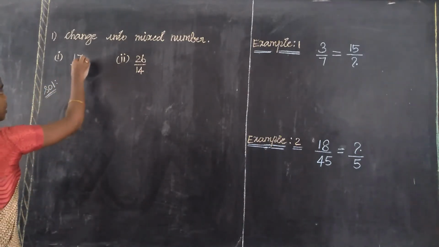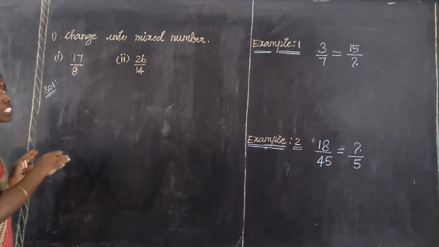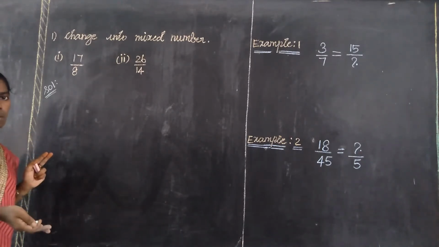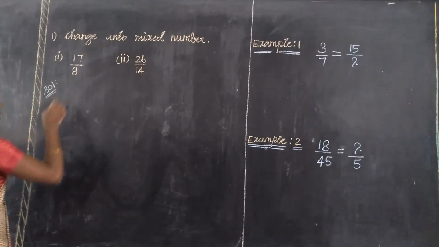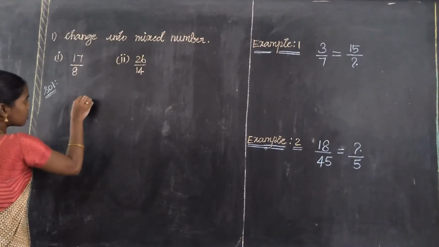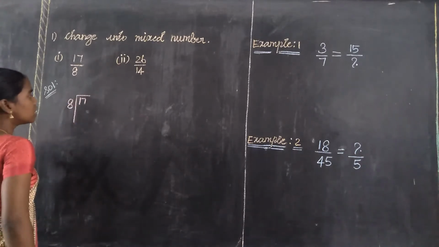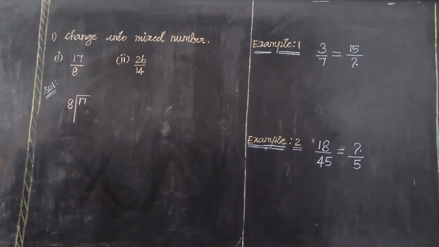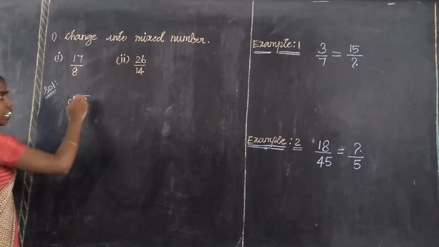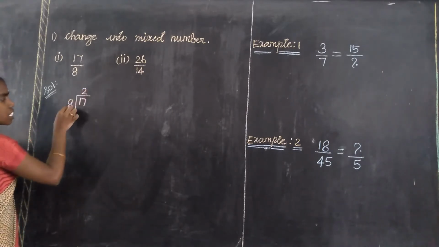First we find 17 divided by 8, which is a fraction number. To change it to a mixed number, the first number is the whole number and the second number is the fraction number. So we divide this value: 17 is the dividend and the divisor is 8. How many times does 8 go into 17? 1 eight is 8, 2 eights are 16, nearly 17.